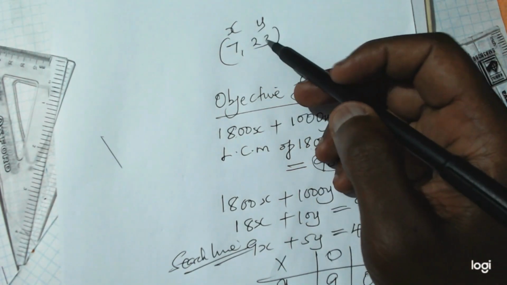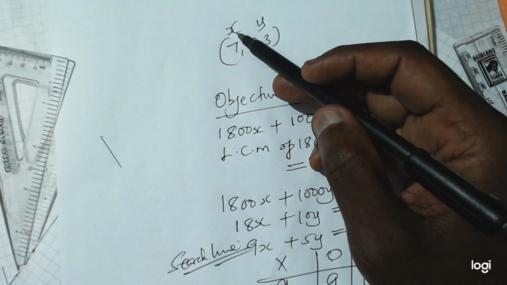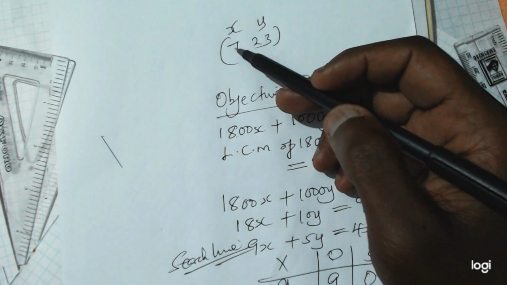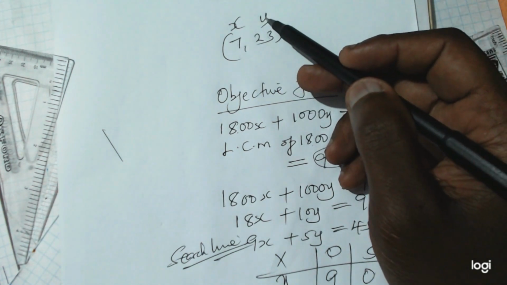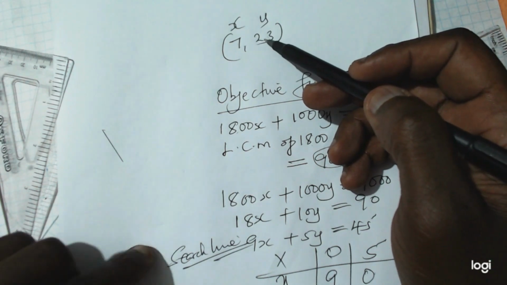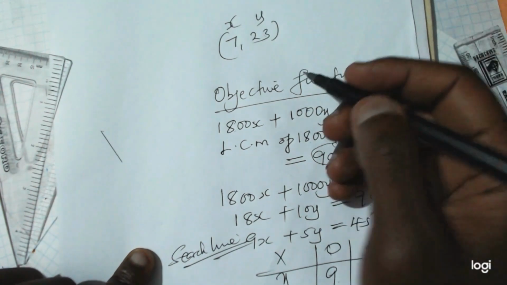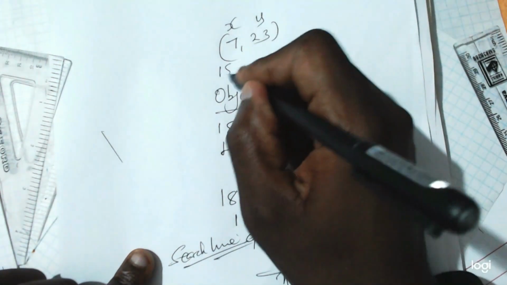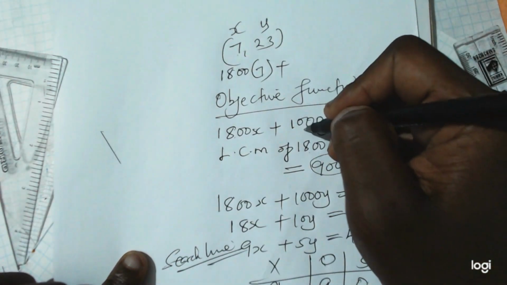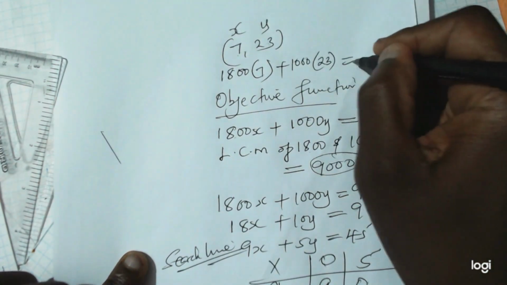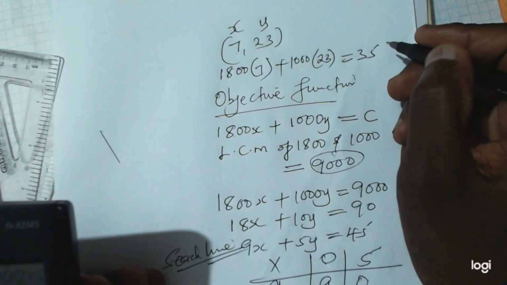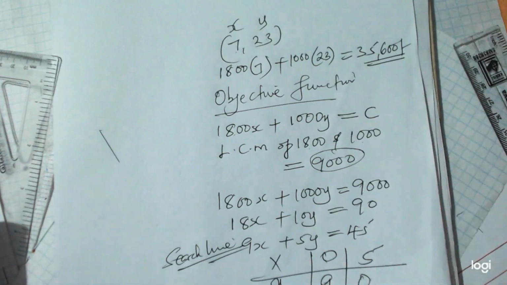X refers to the number of trips made by the FTR, so those are 7 trips. And y, the trips made by the Canter, those will be 23 trips. Those are the ones that are going to give us the maximum cost. To get the maximum cost, we substitute here: 1800 times 7 plus 1000 times 23. We use a calculator to work that out, and that gives 35,600. That is the maximum fuel cost.